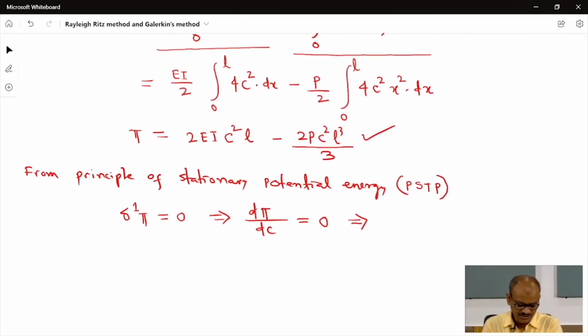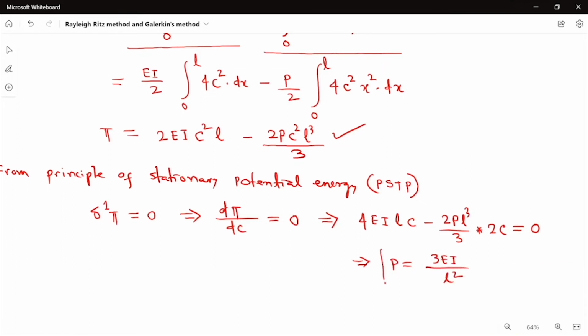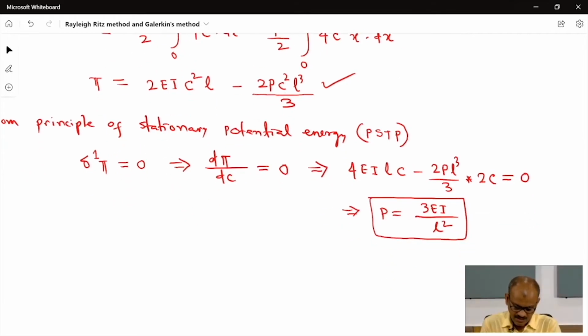That will reduce to 4 EI into L into c minus 2 P L cube divided by 3 into 2c, this is equal to 0, which implies P is equal to 3 EI divided by L square. So this is an approximate solution.